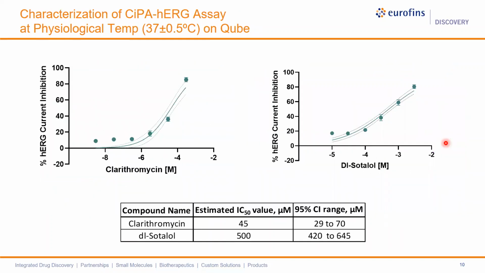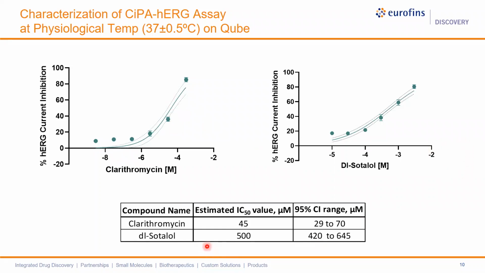And here are two compounds that show the temperature difference. Here on the left-hand side is clarithromycin, the 6-point dose response, and the dotted line is the upper and lower 90% confidence interval, and that value is given here, 45 micromolar, and the confidence interval range is the lower 9.9 and the upper 70 micromolar. And for room temperature, the IC50 value was close to 400 micromolar.